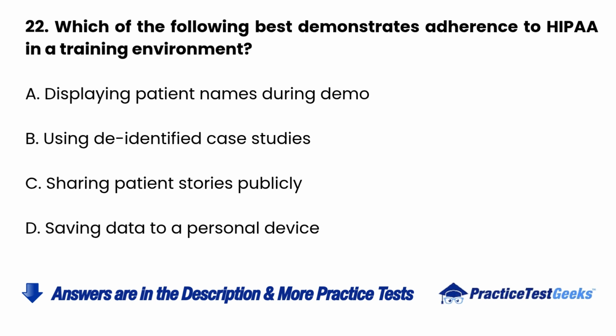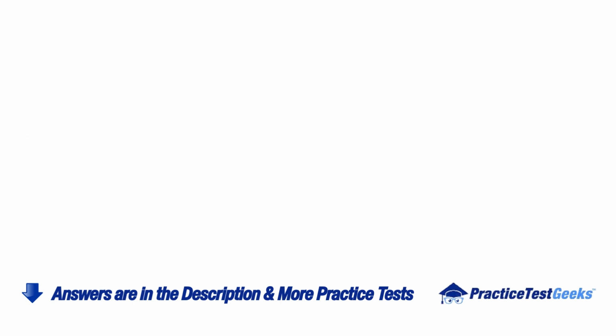22. Which of the following best demonstrates adherence to HIPAA in a training environment? A. Displaying patient names during demo. B. Using de-identified case studies. C. Sharing patient stories publicly. D. Saving data to a personal device.